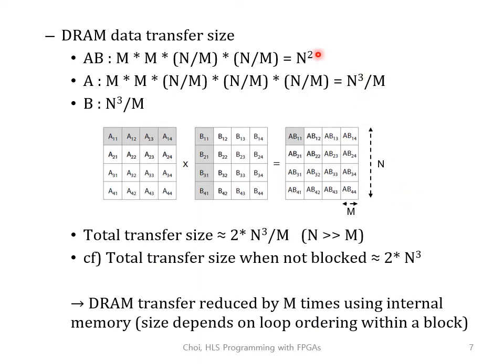So if you sum up these three terms, n cubed over m is typically much larger than n squared when n is much bigger than m. So these terms combined are going to be approximately 2 times n cubed over m. And we know that the total transfer size when it is not blocked is going to be 2 times n cubed. So the DRAM transfer size was reduced by a factor of m.